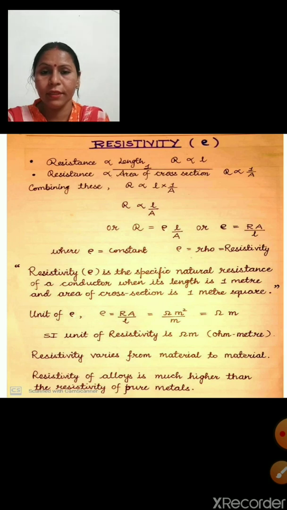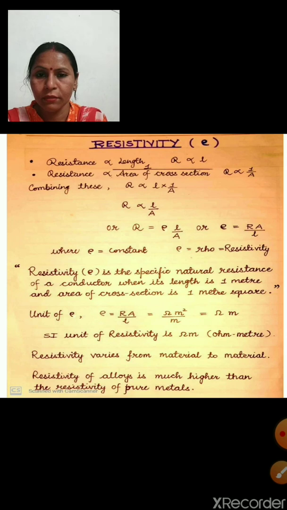Now, with the help of this formula, rho is equal to RA upon L, we can define the resistivity. What is resistivity actually? Children are getting confused with this term. Resistivity is the natural specific resistance. It is like resistance, but when the length of the conductor is 1 meter and its area of cross section is 1 meter square. So resistivity is the natural specific resistance of a conductor which is 1 meter long and whose area of cross section is 1 meter square.